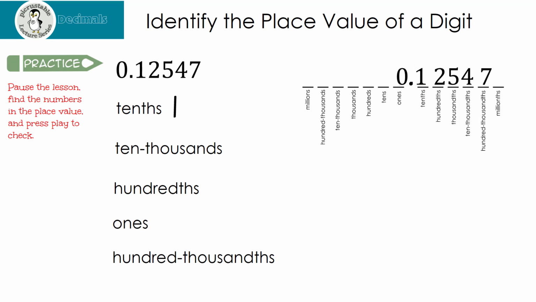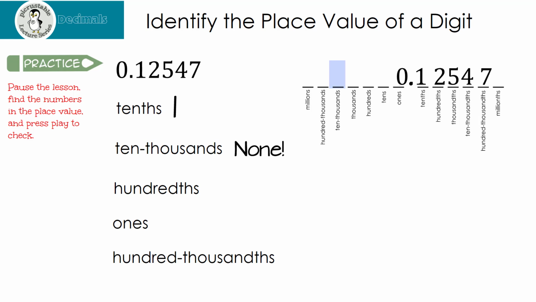What about the 10,000s place? Notice there isn't any THS at the end. Here's my 10,000s place, and there's no number there, so I'm going to write none. Do not write 0. 0 is a number. Just write none. How about the hundredths place?